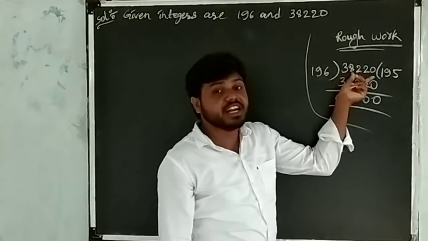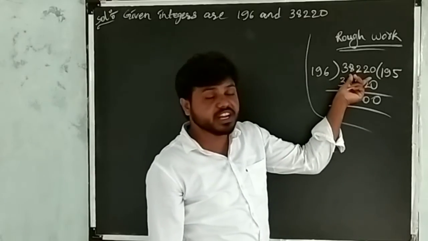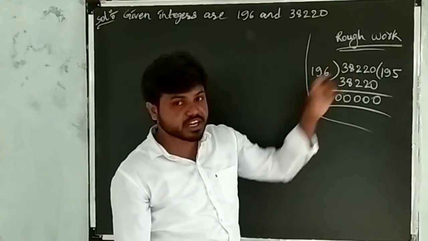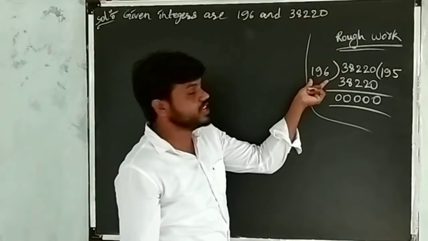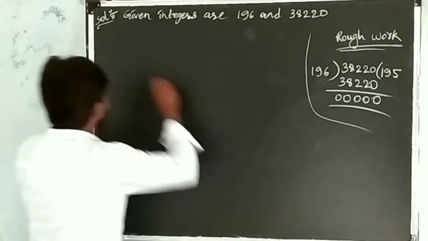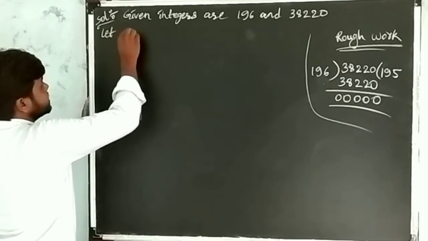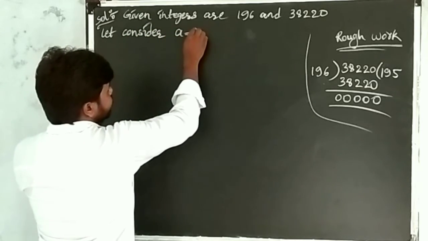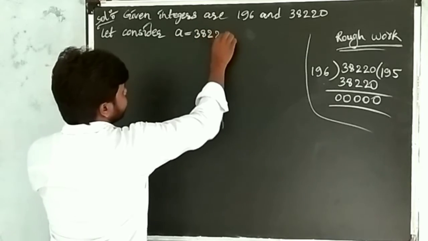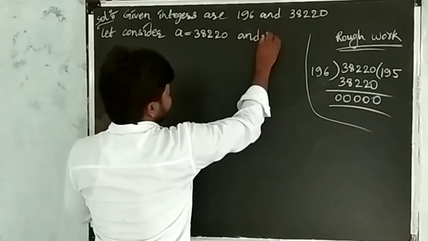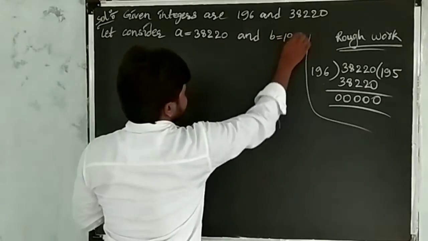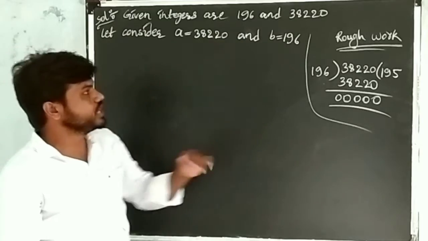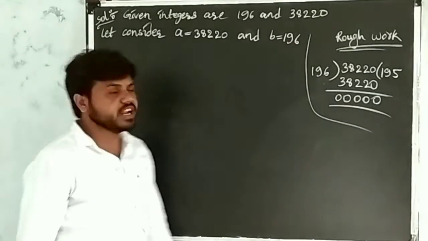Let's consider dividend A equal to 38,220 and divisor B equal to 196. That's what I am writing. Let's consider dividend A is 38,220 and divisor is 196, right?